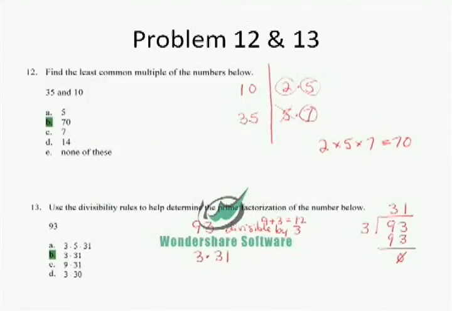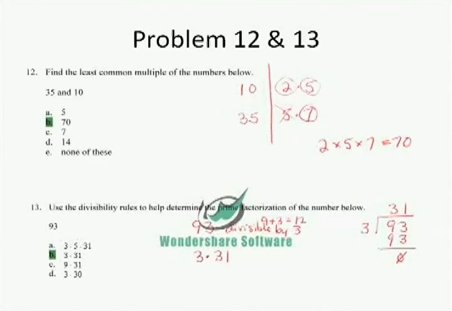In number 12, we talk about least common multiples of a number. In other words, we want to find a number that is the least common multiple of the numbers below. The two numbers are 35 and 10. If I go by my 10 times table, it's going to be 10 times 1 is 10, 10 times 2 is 20, 10 times 3 is 30, and so on. It's going to keep going up by tens.